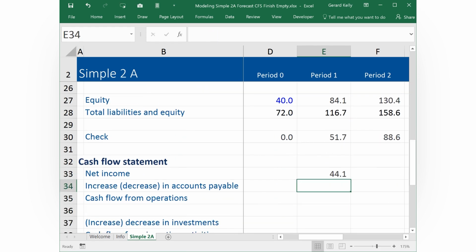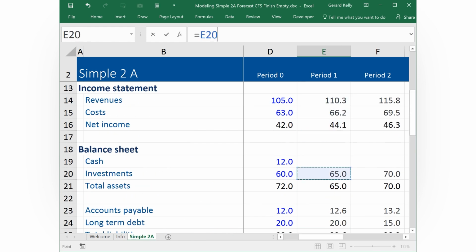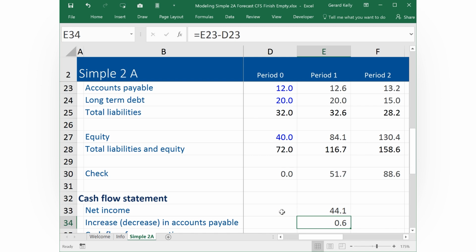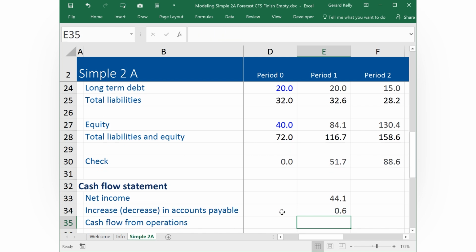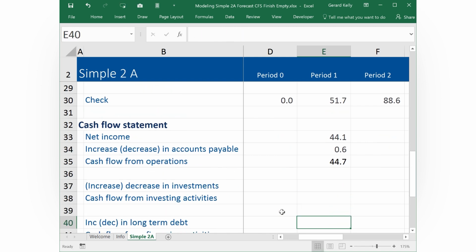Next up, I need to work out the increase or decrease in accounts payable. If we go to our accounts payable, it's gone from 12 to 12.6. Now, if that's gone up, that means I owe my suppliers more cash. It means I've got their cash. That means my cash has gone up 0.6. Good for me. I need a positive 0.6. In order to get that, I will take this year's accounts payable minus last year's. So liabilities and equity, you take this year minus last year. That gives me my cash flow from operations of 44.7.